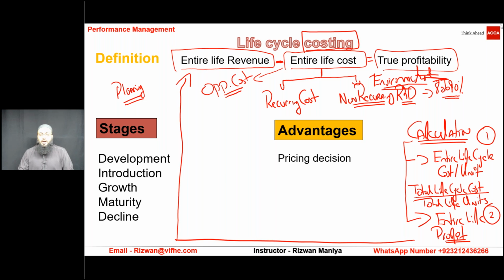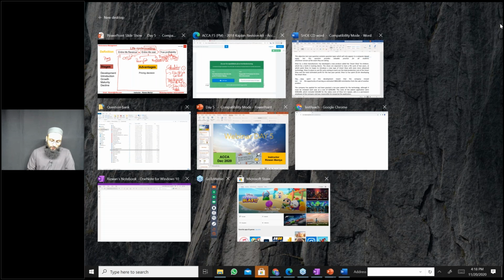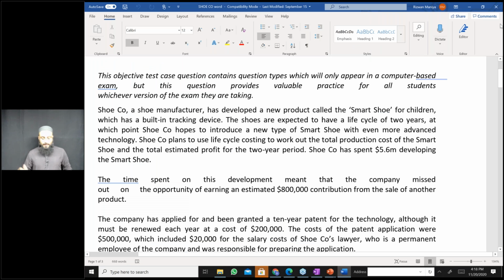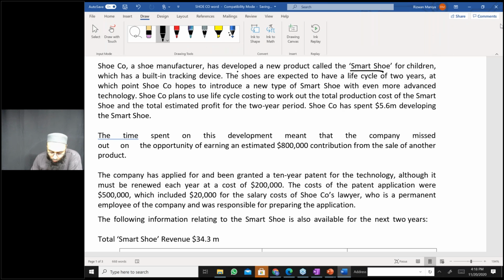Okay. So, all set to move towards the first question, and let's now switch to the question. Here I am with a different past paper question to the one that I did in the last webinar of March 2020. This is a very good question, and let's see how this is testing the things. Shoe company. A shoe manufacturer has developed a new product called Smart Shoe for school children, which has a built-in tracking device. The shoes are expected to have a life cycle of 2 years. Remember, life cycle costing is very much suited to products that have a short life cycle. I'll explain that once I move towards the advantages of that as well.